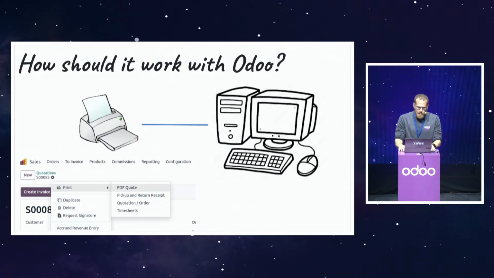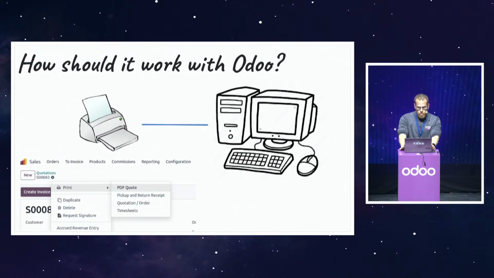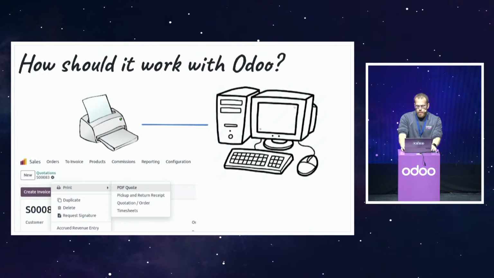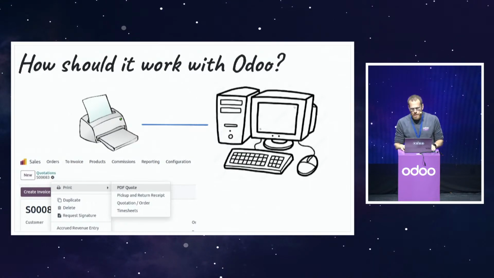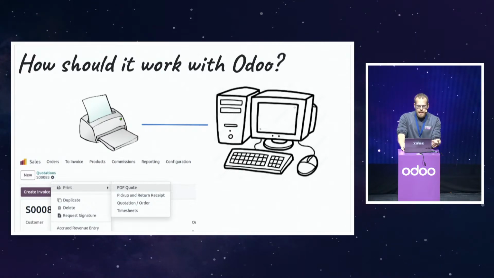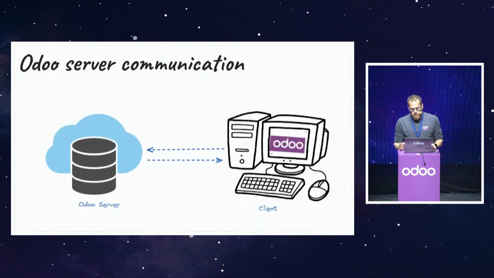Well, in fact, if you just go to, for example, the sales order and go to the print button and print the PDF quote, then you will only be able to download the PDF. And this is not really what you want. And this is why we will need the IoT later. So why can't you do this?